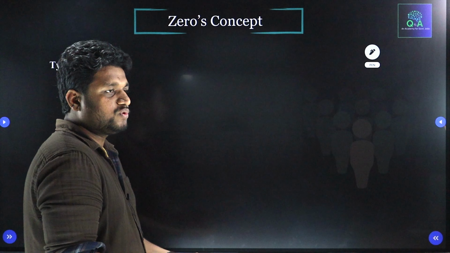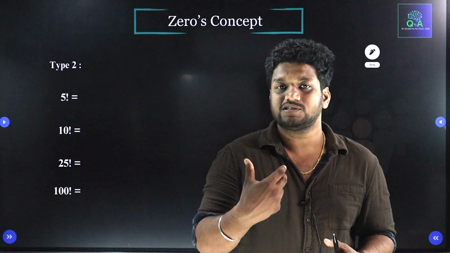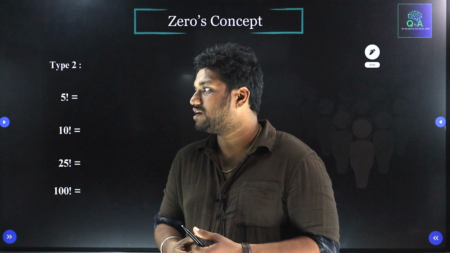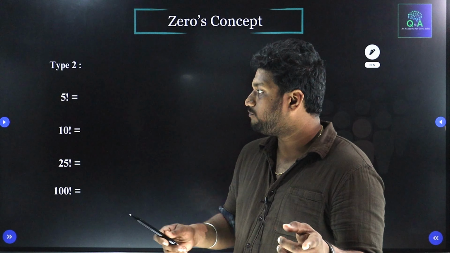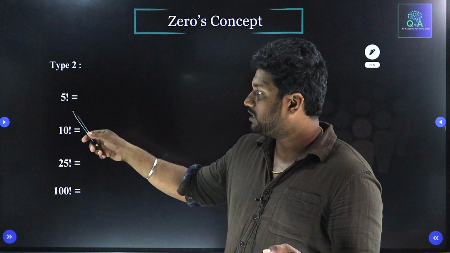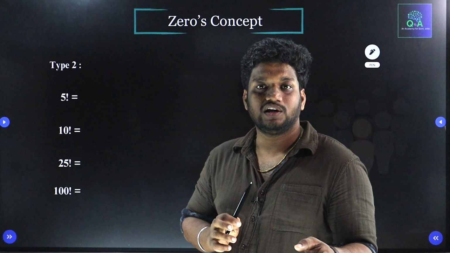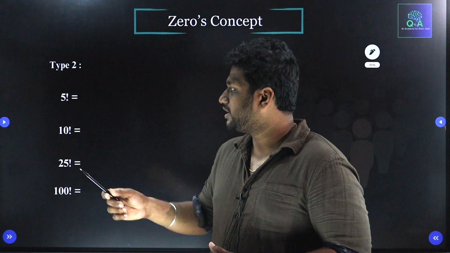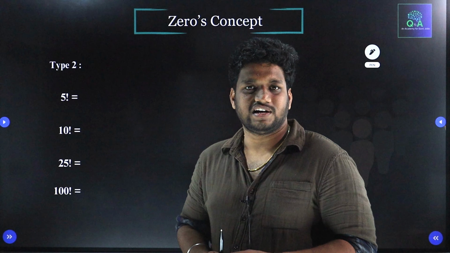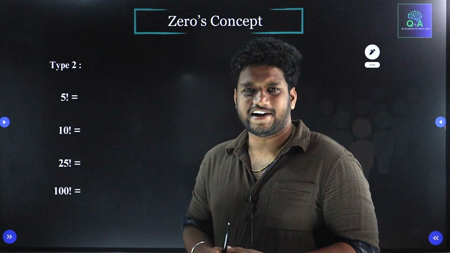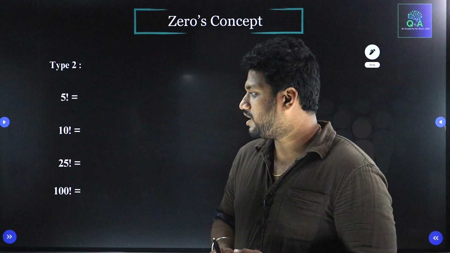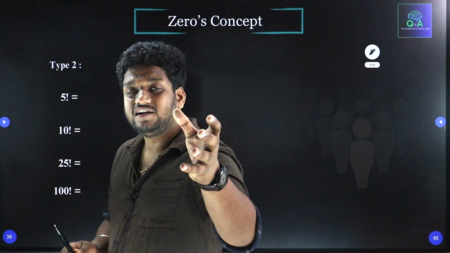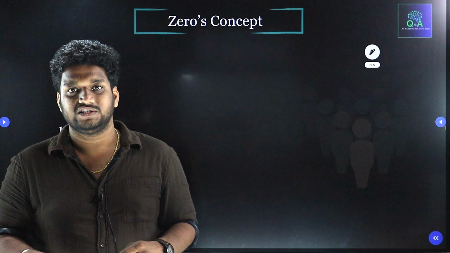Now, what type of questions will they be asking, sir? If you ask me, they'll be asking questions in the form of factorials. Here, if you see, in 5 factorial, how many trailing zeros do you have? In 10 factorial, how many trailing zeros do you have? In 25 factorial, how many trailing zeros do you have? In the same way, in 100 factorial, how many trailing zeros do you have?